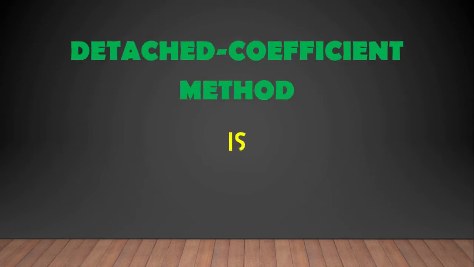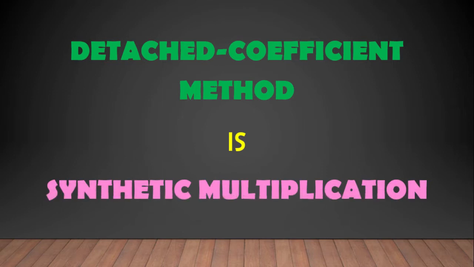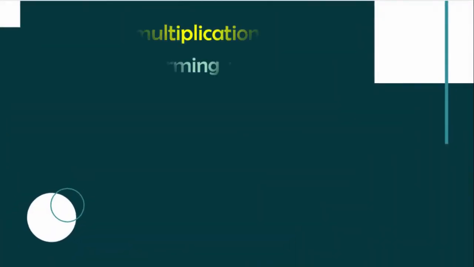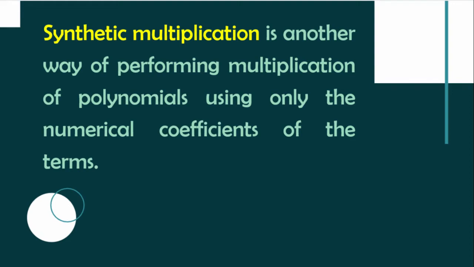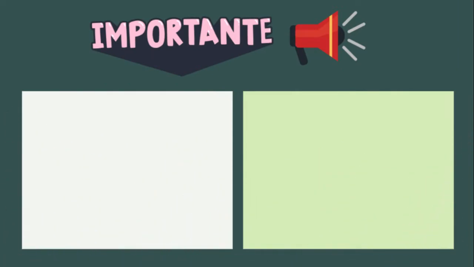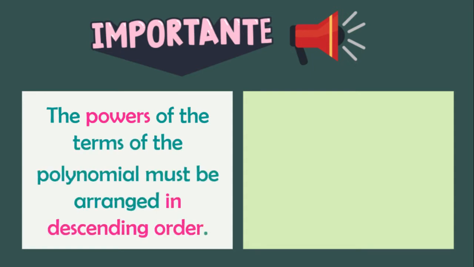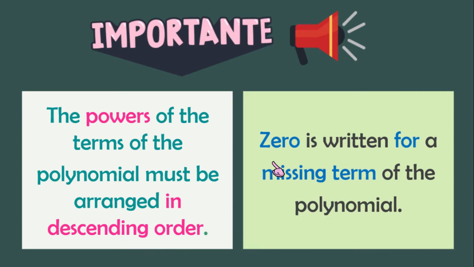The detached coefficient method is actually synthetic multiplication. Synthetic multiplication is another way of performing multiplication of polynomials using only the numerical coefficients of the terms. Now, take note of this. These are important. The powers of the terms of the polynomial must be arranged in descending order. And 0 is written for a missing term of the polynomial.